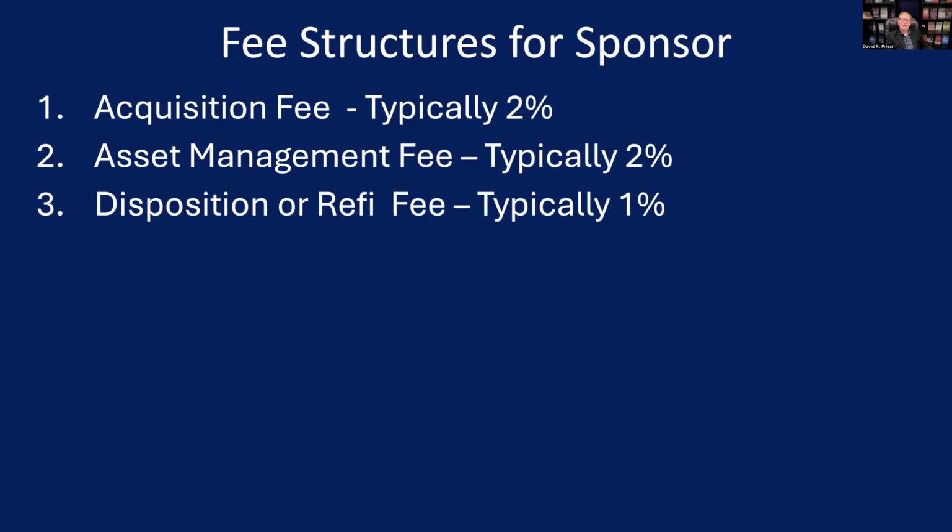Disposition or refi fee. A refi fee is typically 1%. The sponsor's got to go back and do a loan. It's a hassle to do a loan. They want to get paid for it. If they do a disposition or sell the property, sometimes people will put a 1% fee on the back. I've seen the acquisition fee be 1% and the disposition fee 1%, so it's 2 total. A lot of people have no disposition fee, which I love. You're selling the property, you're going to make your money. Other miscellaneous fees can be stacked any way you can possibly imagine.